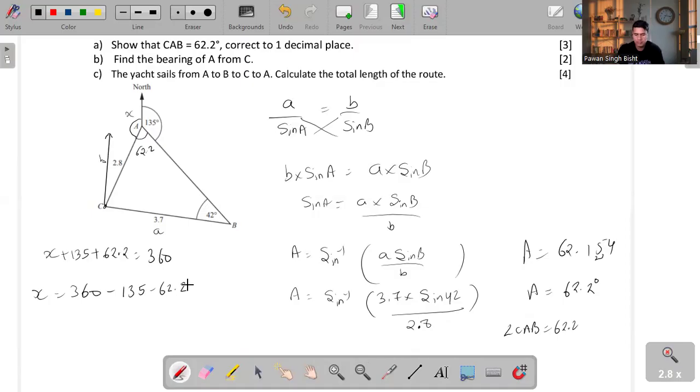Now we will use our calculator. 360 minus 135 minus 62.2. So the answer which you are getting is 162.8. So this X is coming 162.8.